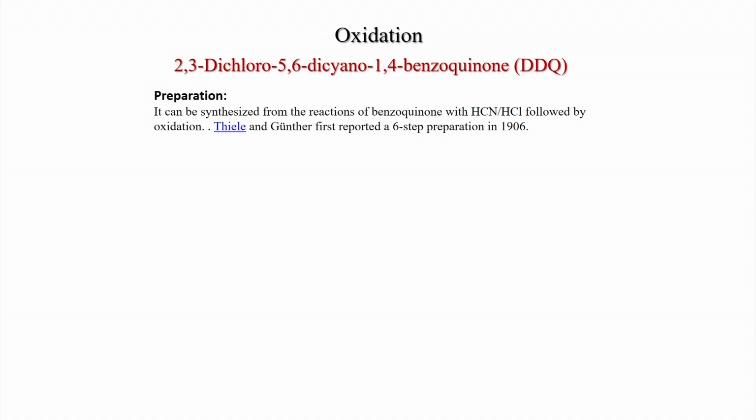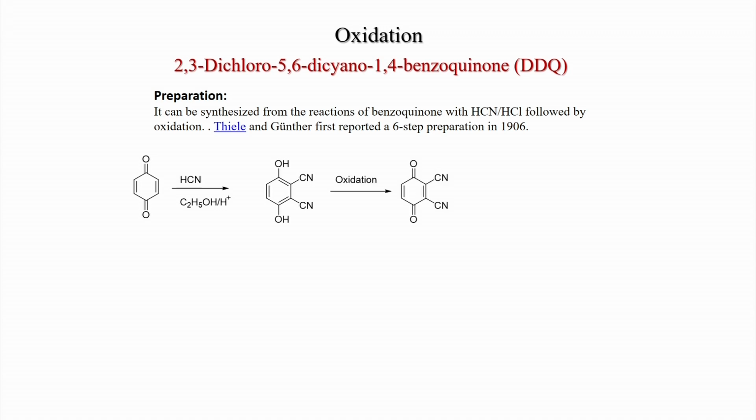It can be synthesized from the reaction of benzoquinone with HCN and HCl followed by oxidation. So, this is the first step, that HCN adds in ethanol under H plus condition. You get 2 cyano groups on the same side and you get this hydroquinone. Then after oxidation it becomes quinone again and this is HCl actually.